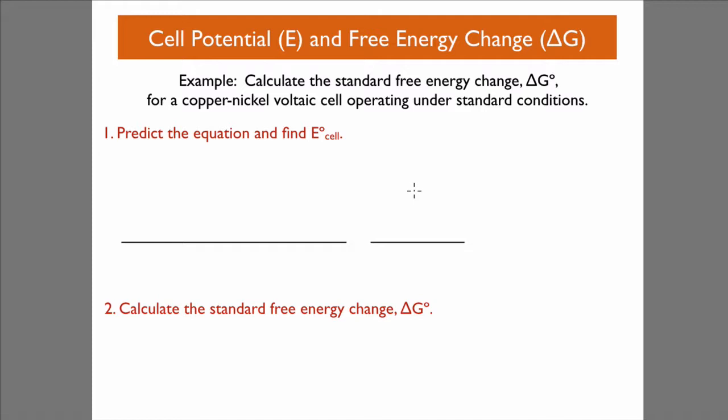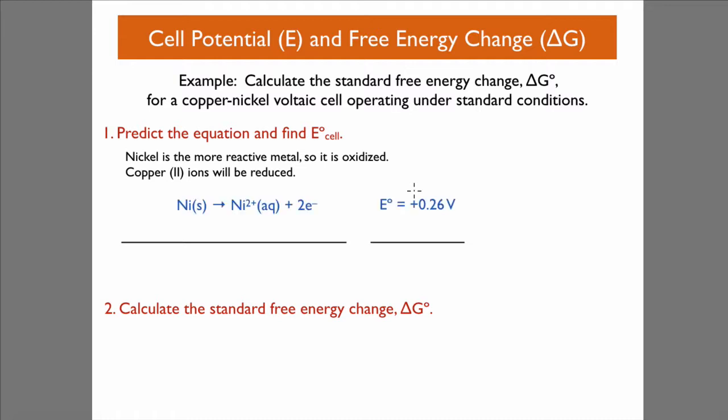Okay, let's have a look at an example. I'm going to calculate the standard free energy change, delta G, for a copper nickel voltaic cell operating under standard conditions. So we're going to predict the equation and find the cell potential. Nickel is the more reactive metal, so it's oxidized. Copper 2 ions will be reduced. So we can write down the oxidation of nickel and the potential, and then do the same for copper, both from your table. Add the equations together and you can add the cell potentials together to get a positive value.